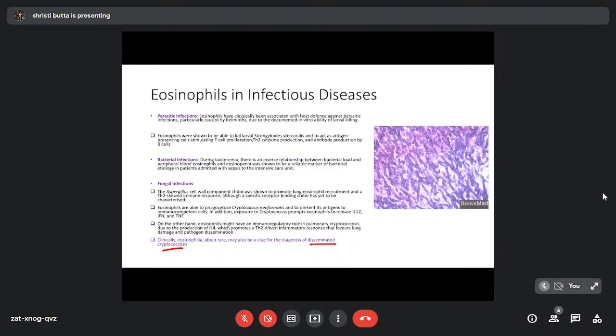Now, this is a figure of Aspergillus. You have this acute angle branching that is shown alongside for Aspergillus.